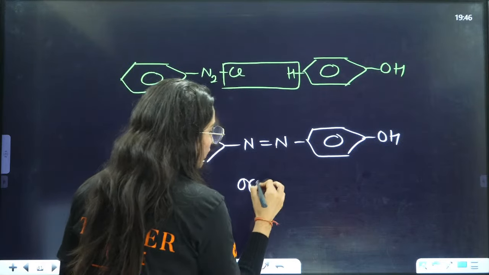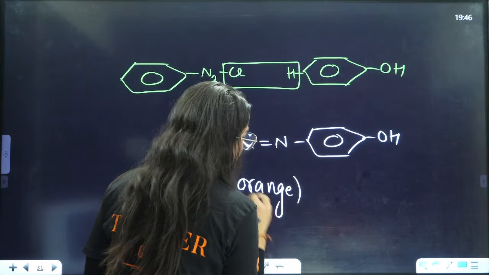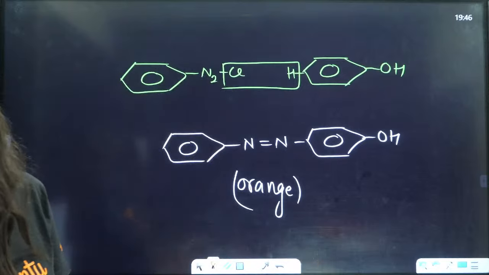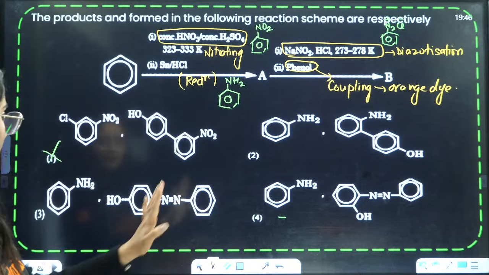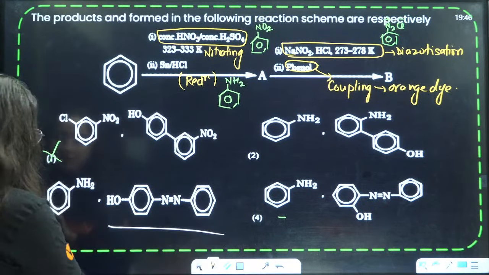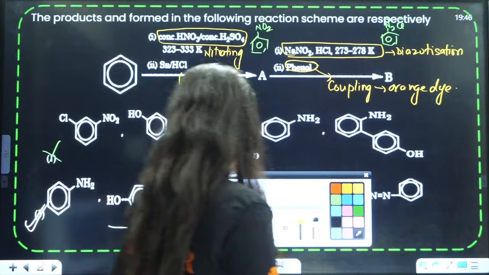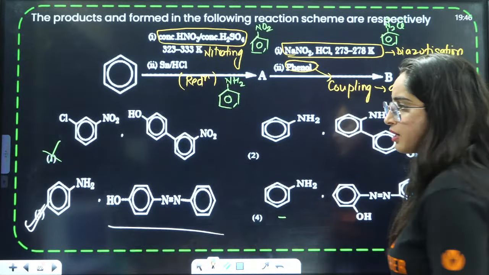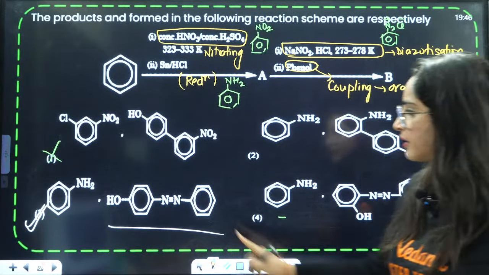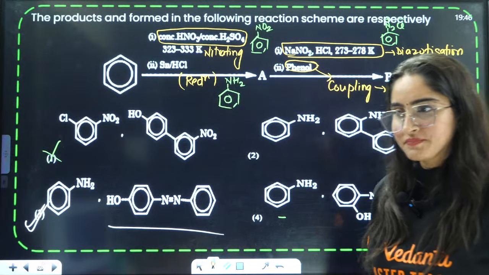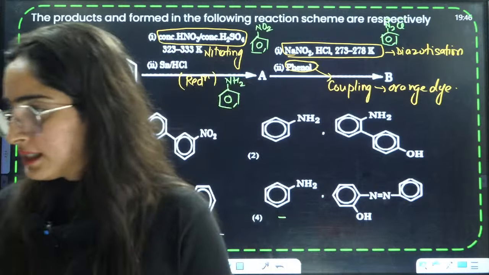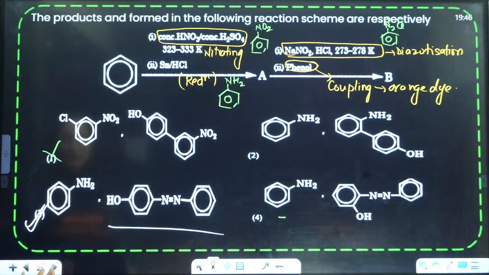This is orange dye formed here, right? So answer, as you can see, definitely not this. This thing is formed, so third will be the correct answer. From the para position, hydrogen is replaced. So 3 is the correct answer. Okay? 3 will become the correct answer. Right? Okay, guys.